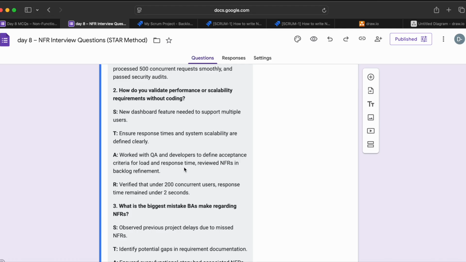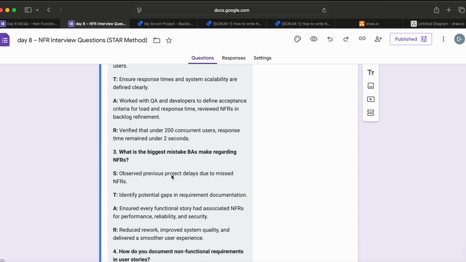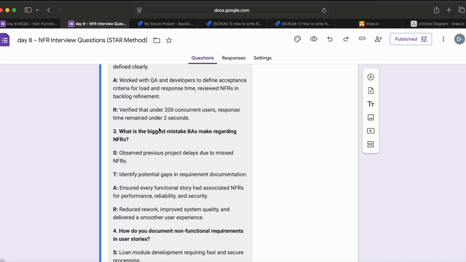Work with QA and developers to define acceptance criteria for load and response time. Reviewed non-functional requirements in backlog refinement. Right, so this is what happened. Verified that under 200 concurrent users, response time remained under 2 seconds. Okay, so you can increase the load and you can test this one.